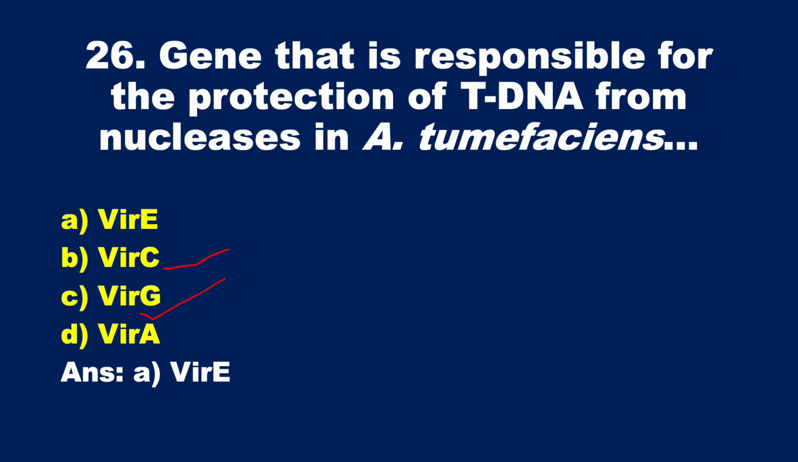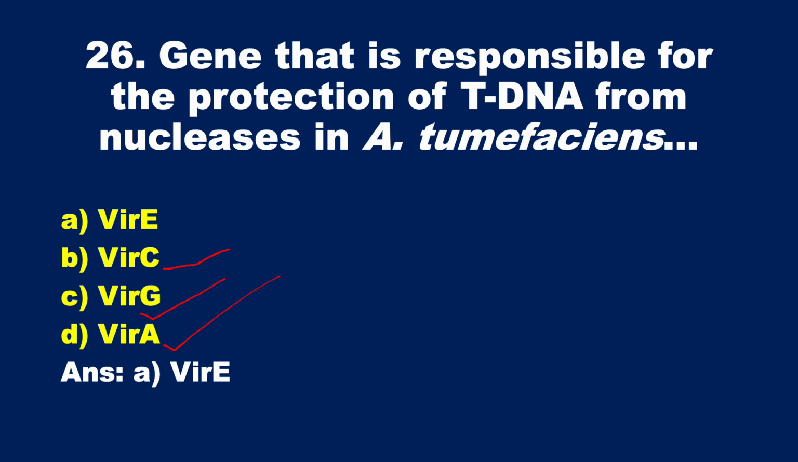The VIR-G gene and its encoded protein play a central role in regulating the expression of the VIR genes in response to the presence of phenolic compounds from the wounded plant tissues. This activation of the VIR genes is a crucial step for Agrobacterium tumefaciens to initiate the infection process, transfer T-DNA into the plant cell, and cause crown gall disease. Now let us see the last option, that is VIR-A.